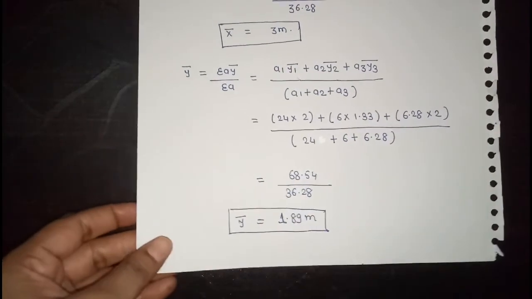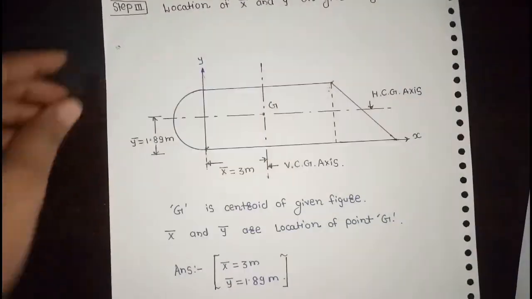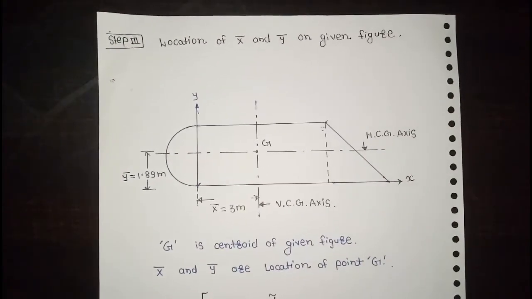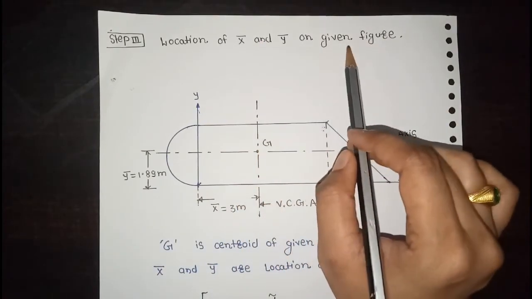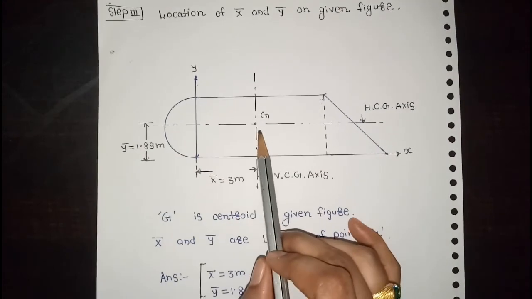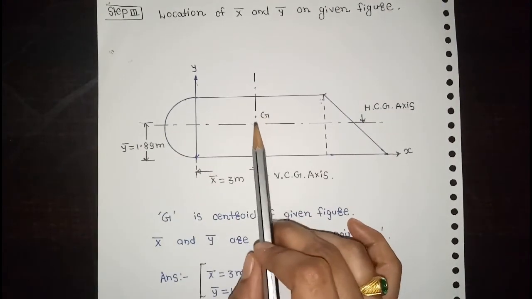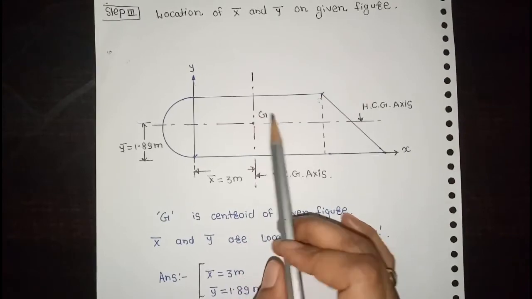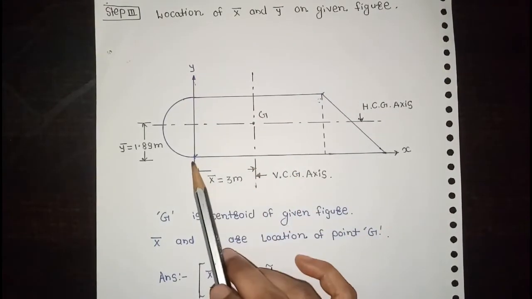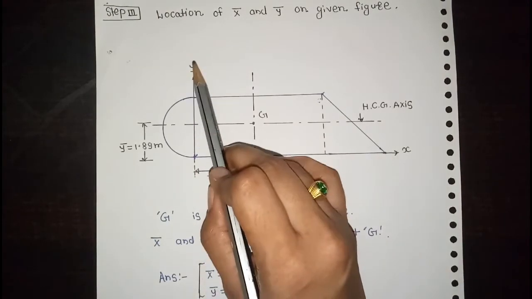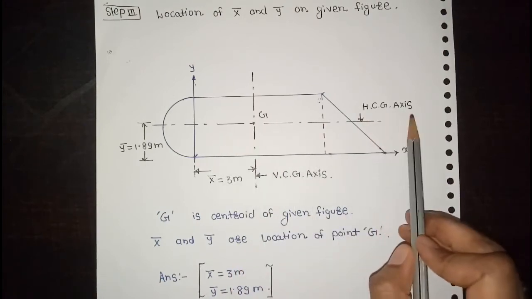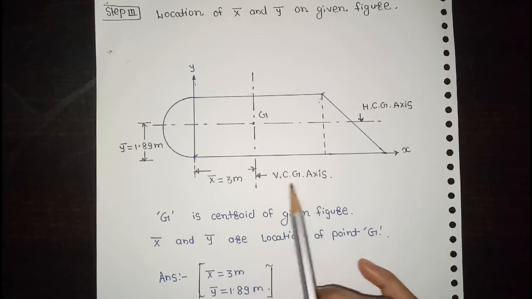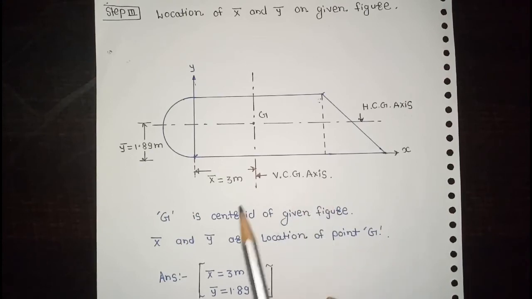Then the last step, step third: location of x bar and y bar on the given figure. See this figure, this is the G point, the centroid of the body, and OX and OY are the reference axes. HCG means horizontal centroidal axis and VCG means vertical centroidal axis.